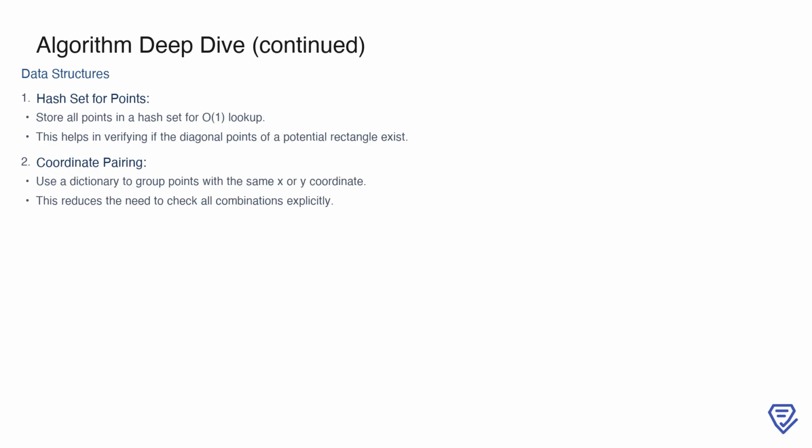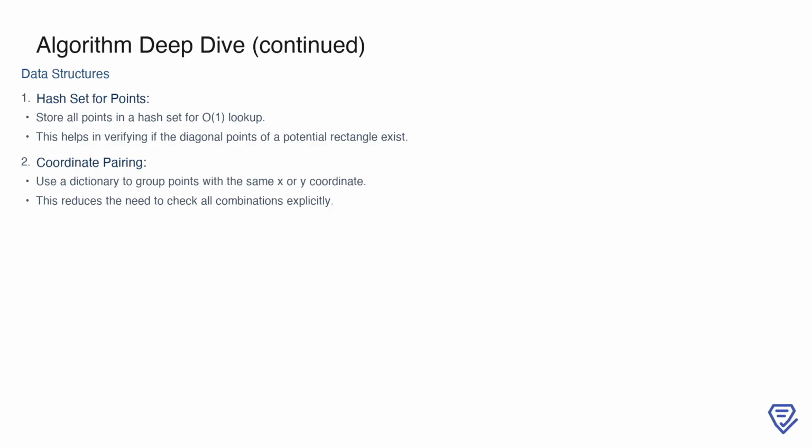To implement the optimizations, we can use data structures like hash sets and dictionaries. A hash set is ideal for storing all the points because it provides O(1) lookup time, which is critical when verifying whether the diagonal points of a potential rectangle exist. Alongside the hash set, we can use a dictionary to group points based on their coordinates.